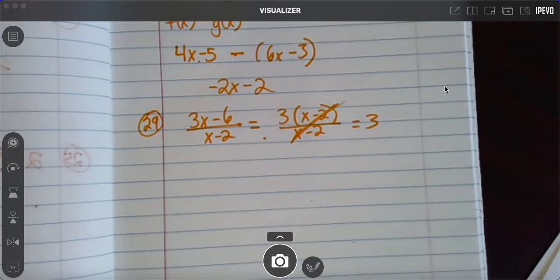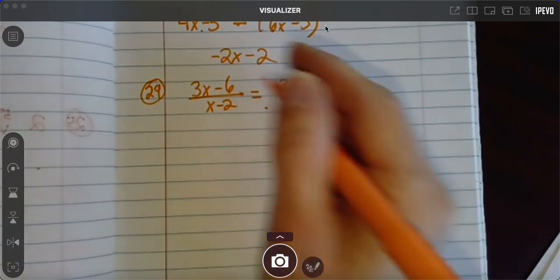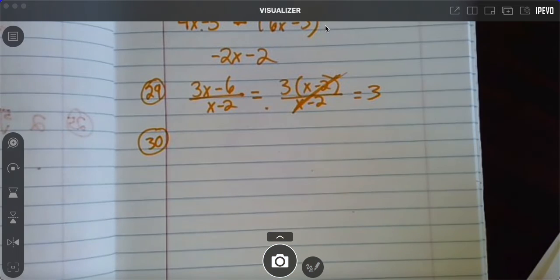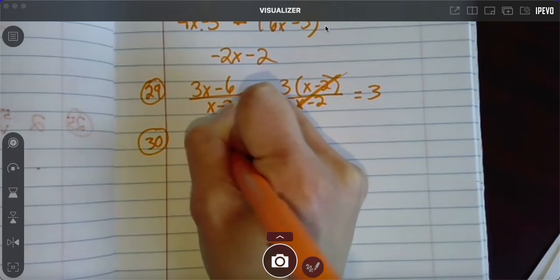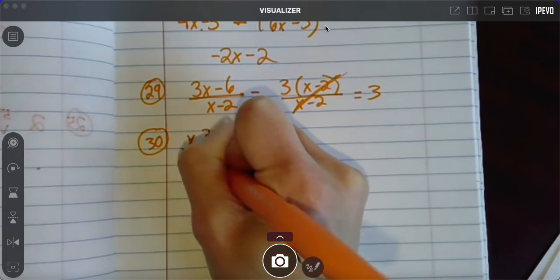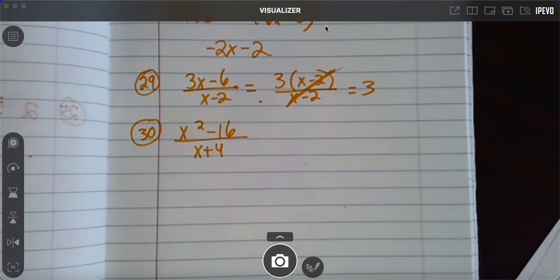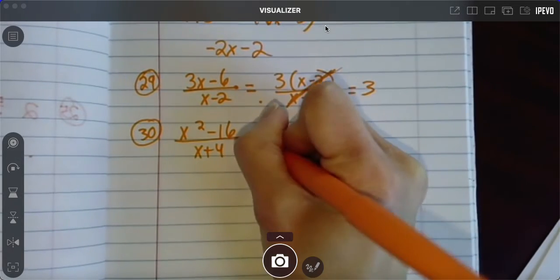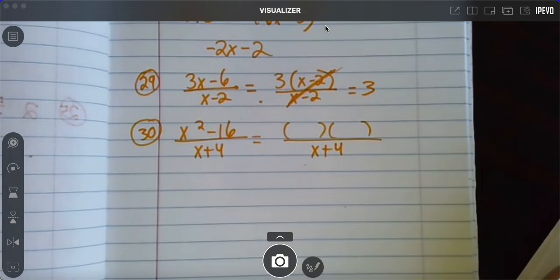Number 30. There's not one, it's more like number 29. They have x squared minus 16 in the numerator, and x plus 4 in the denominator. What's your domain? It's all numbers except for x cannot be what number? Negative 4. That really narrows down to 2 answer choices on that one. But if you finish this out, if we factor the numerator, what does it factor to? That's a difference of squares.